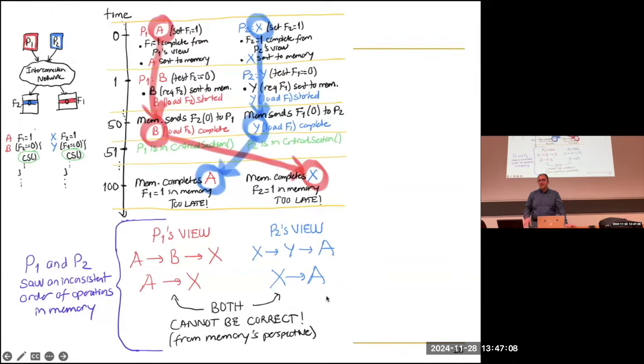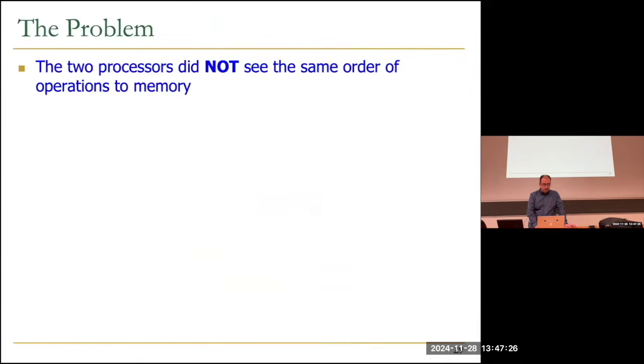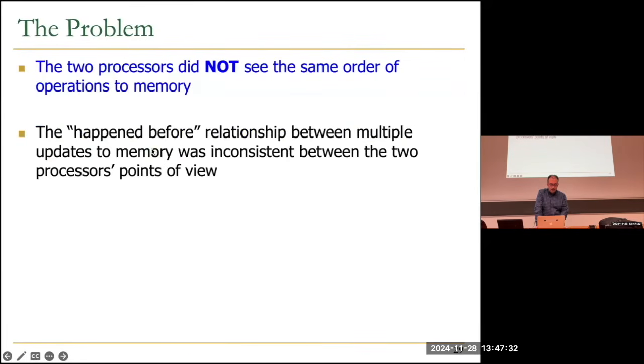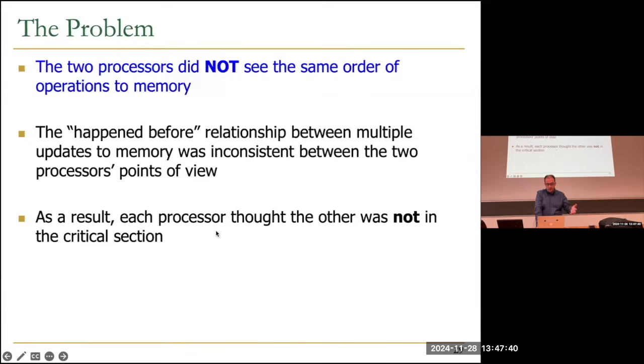And that's the reason we are saying that in memory consistency, all processors should see the same order. As long as you see the same order, things would actually go correct. You can actually test it. And that's the topic of memory consistency, essentially. So the two processors did not see the same order of operations to memory. And this happened-before relationship between multiple updates to memory was inconsistent between the two processors' points of view. And as a result, each processor thought the other was not in the critical section, which as a result, things can go wrong, essentially.